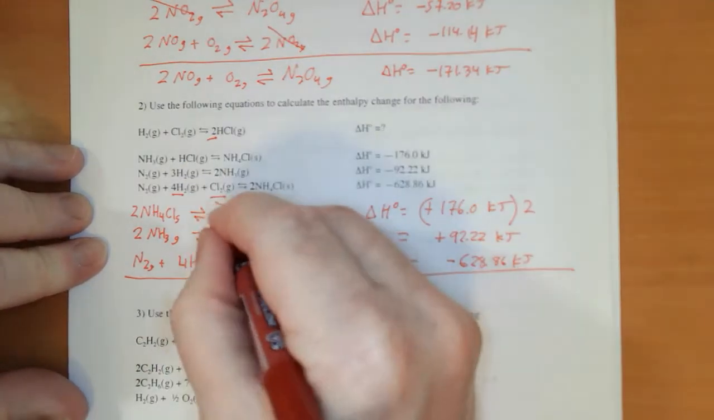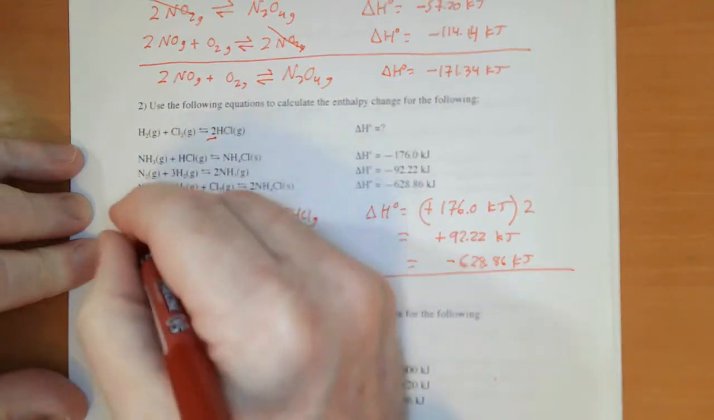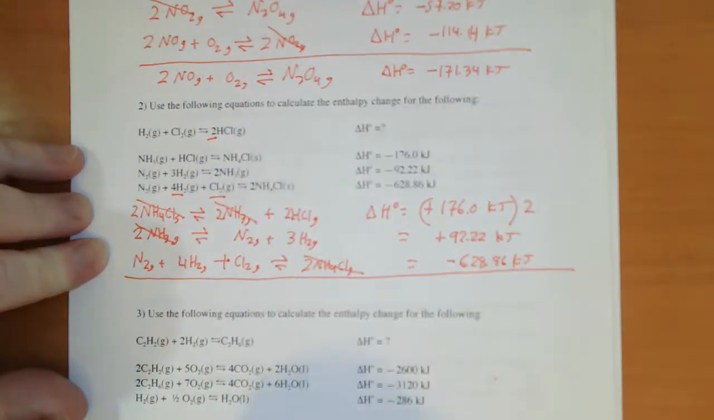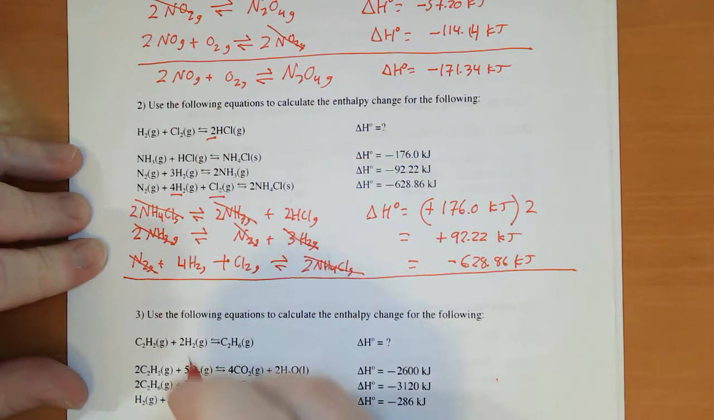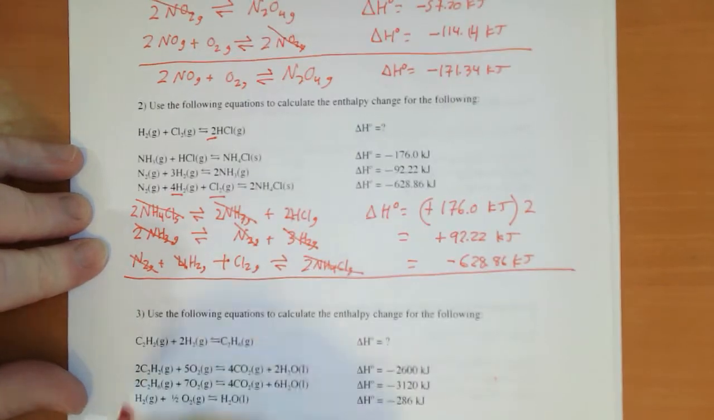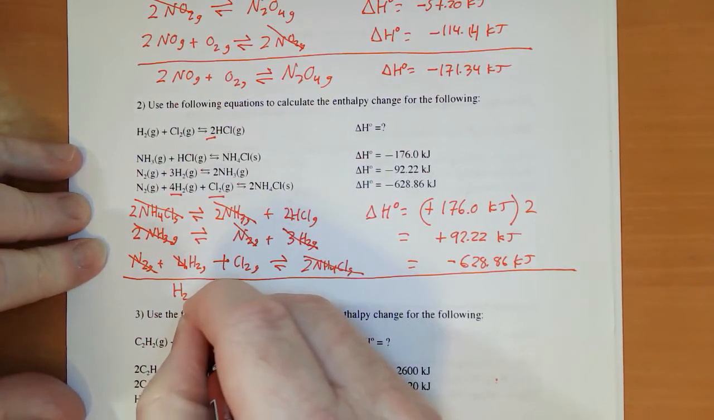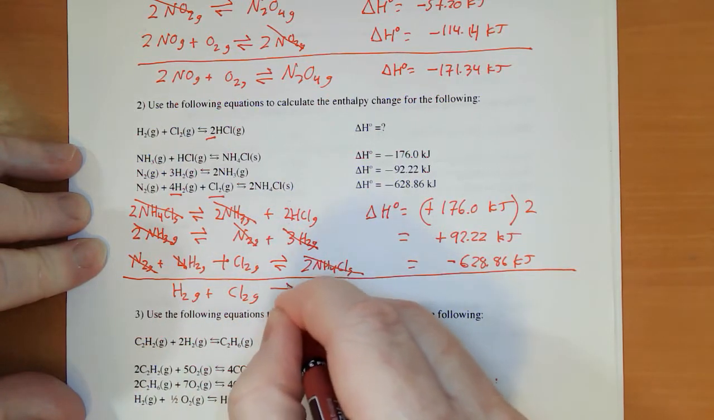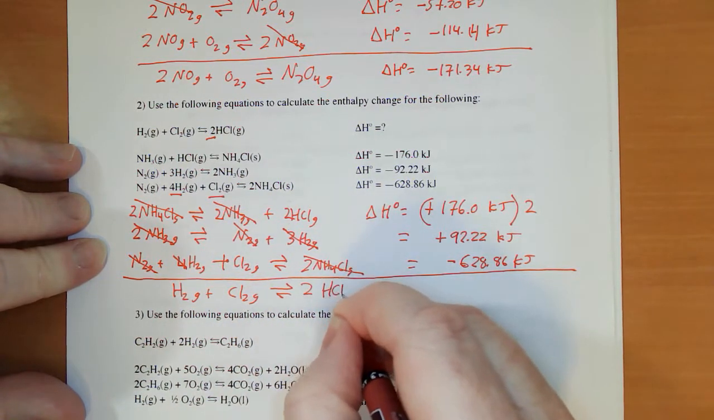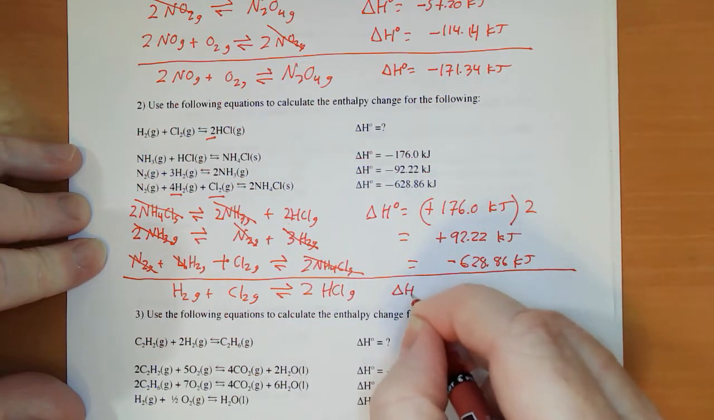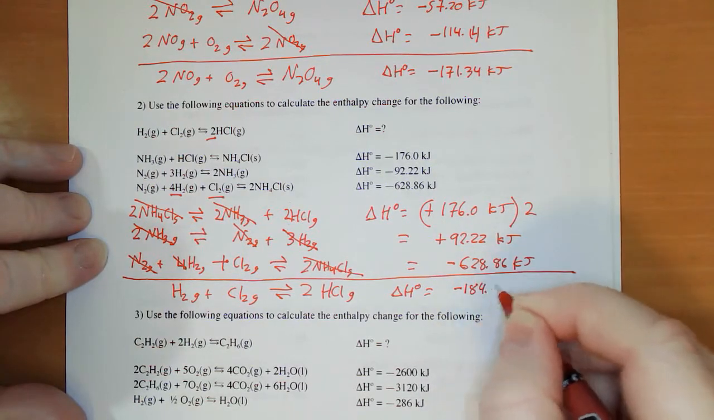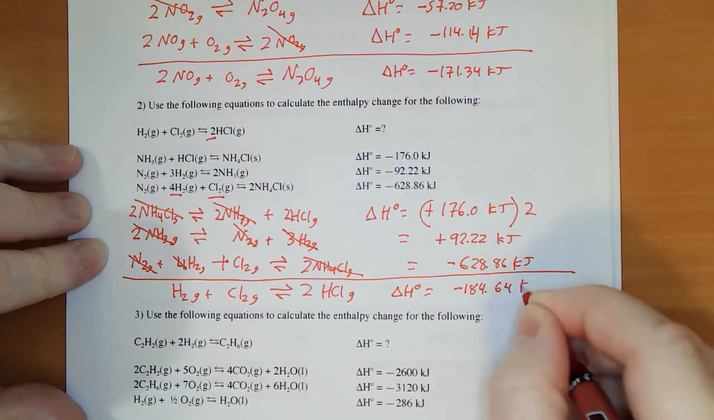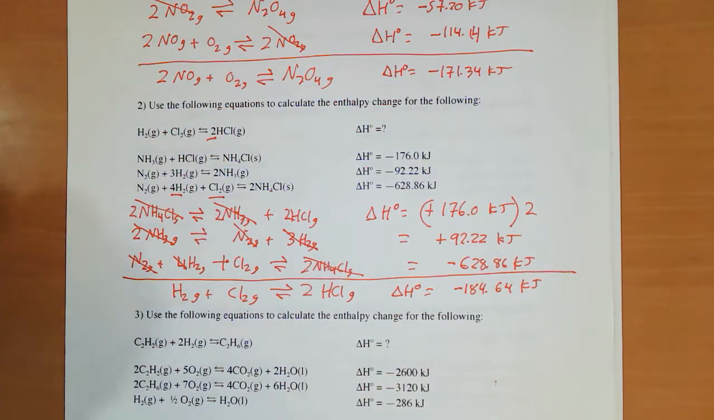Now immediately I see the NH3s are gone. Oh, and actually the NH4Cls are gone. The N2s are gone. Now I've got 3 H2s as a product and 4 H2s as a reactant. So all the product ones are gone, and that's just going to leave me 1 over here. H2 gas plus Cl2 gas to give me 2 HCl gas. And when I add up all of the delta H's there, I get negative 184.64 kilojoules.